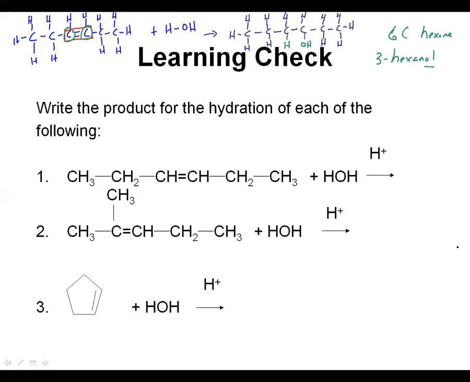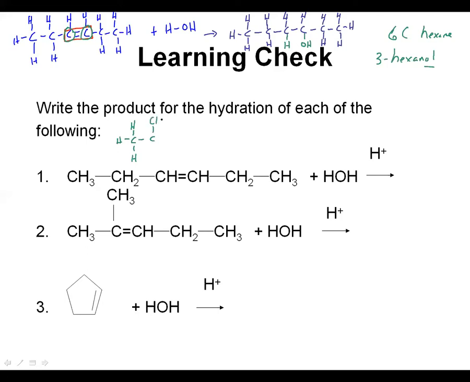All right, so let's take a look at the next one. Same deal. Again, you don't have to redraw it, but I'm just going to do it here so you can see everything that's going on. And again, keep track of everything. So it'll look like this.